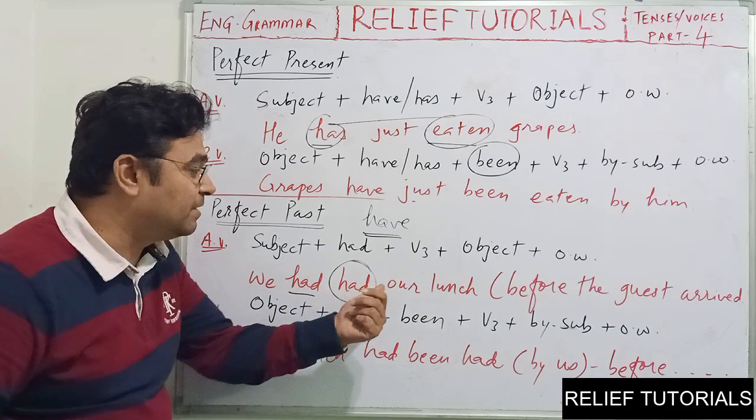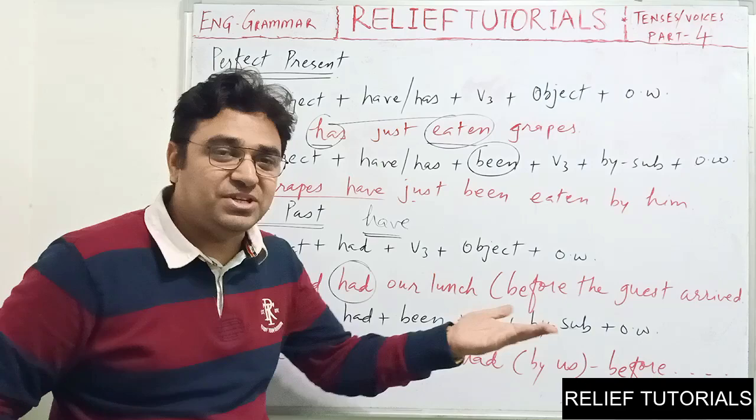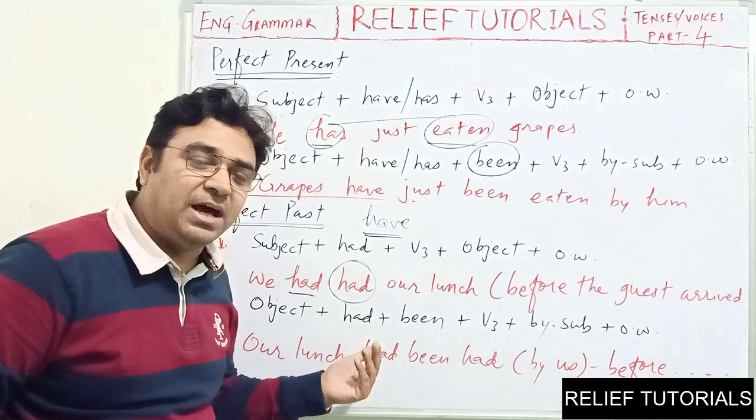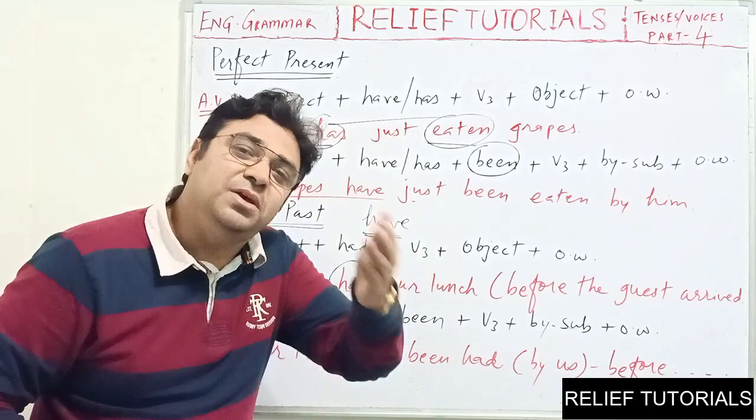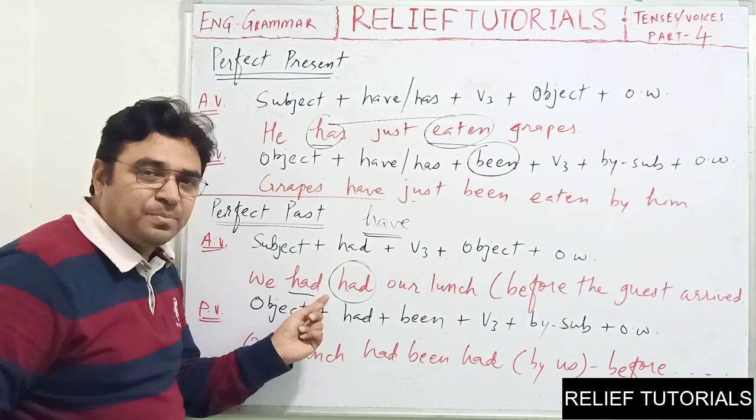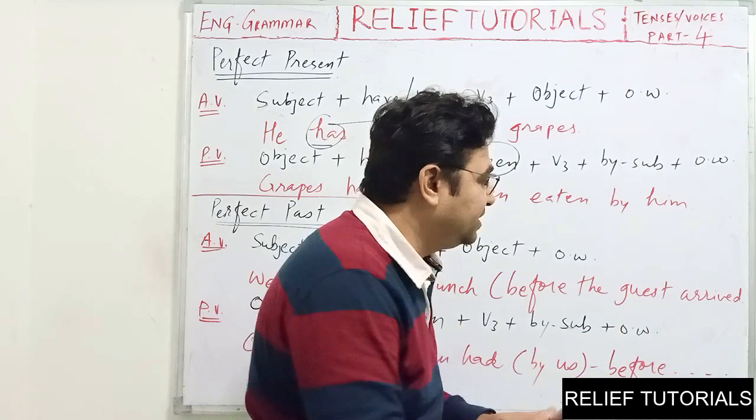So we had had our lunch, and lunch had been taken before the guests came. So the arrival of the guests happened later and having the lunch happened before that. So that first action is done using past perfect, that is ancient past, and after that another action happened in the past, that is the arriving of the guests, which is written in simple past with only the V2 form of the verb.